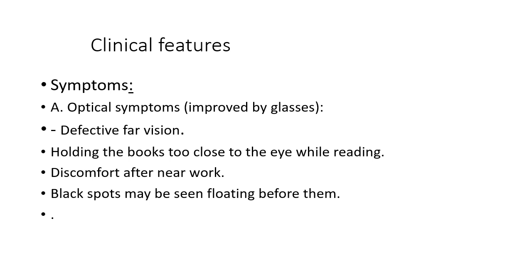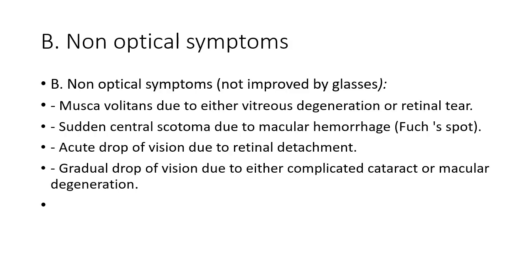What are the clinical features? Optical symptoms are defective far vision. The child holds books too close to the eye while reading, generally doesn't go out, and will be interested only in indoor games. Then there is discomfort after near work and black spots may be seen floating in front of the eye. The non-optical symptoms: they can have muscae volitantes, sudden central scotoma due to macular hemorrhage, that is Fuchs spot, acute drop of vision due to retinal detachment, gradual drop of vision due to either complicated cataract or macular degeneration.